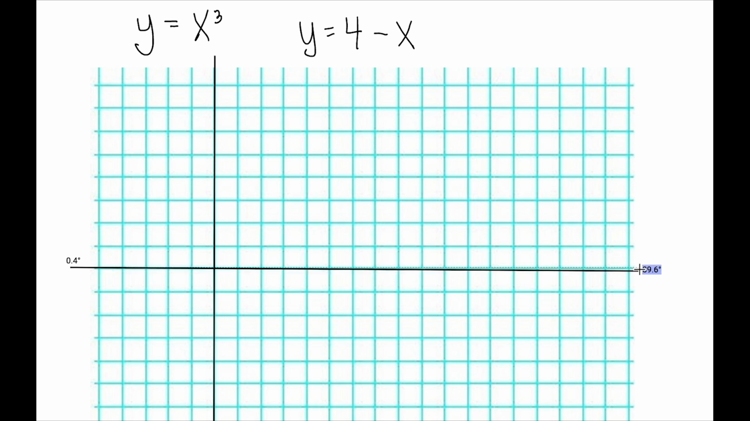So, if we wanted to find the solution of y equals x cubed and y equals 4 minus x, first we have to graph both of these. So y equals 4 minus x. That means I have a y-intercept of 4 and a slope of negative 1.